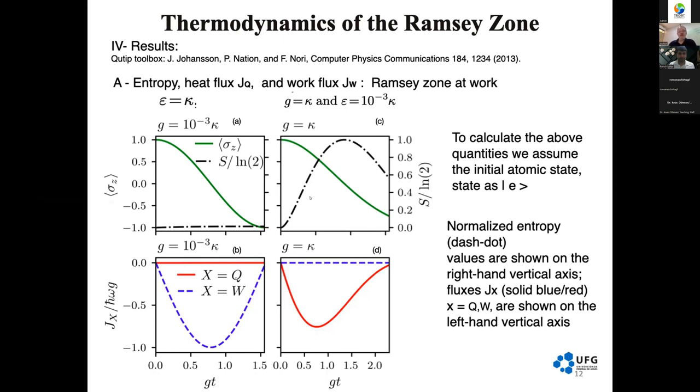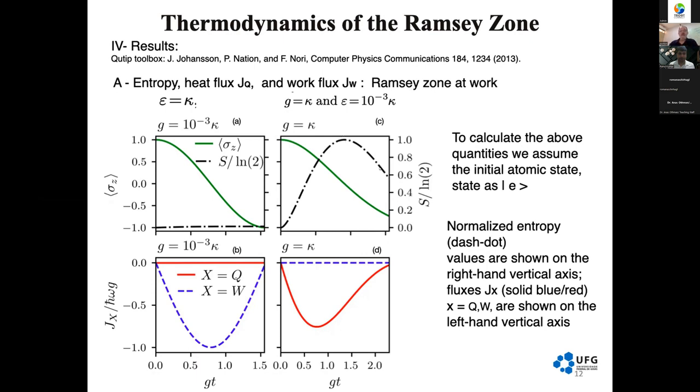Okay, if we now change the order of kappa, we see that now the entropy is not zero anymore. It starts to increase and then stabilizes at a value that is not zero. This means that the atom gets entangled with the environment. So when we trace out the field, we find the state of the atom is maximally mixed, but it gets entangled, it's important.